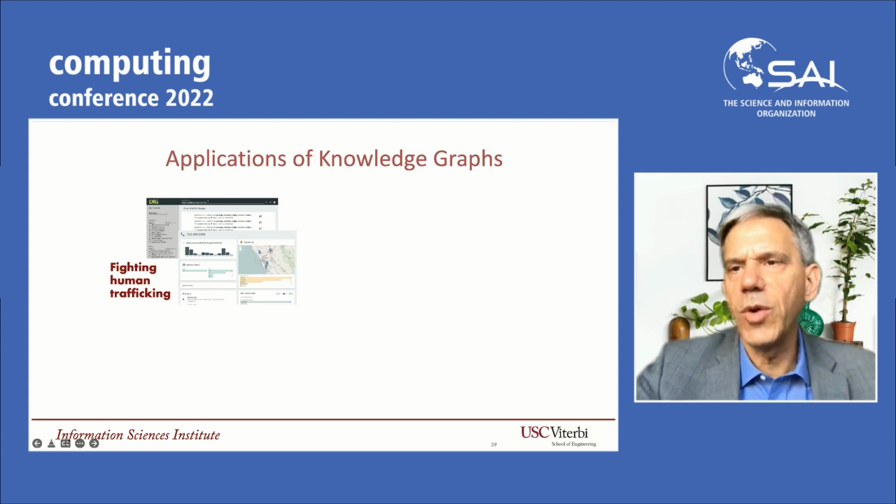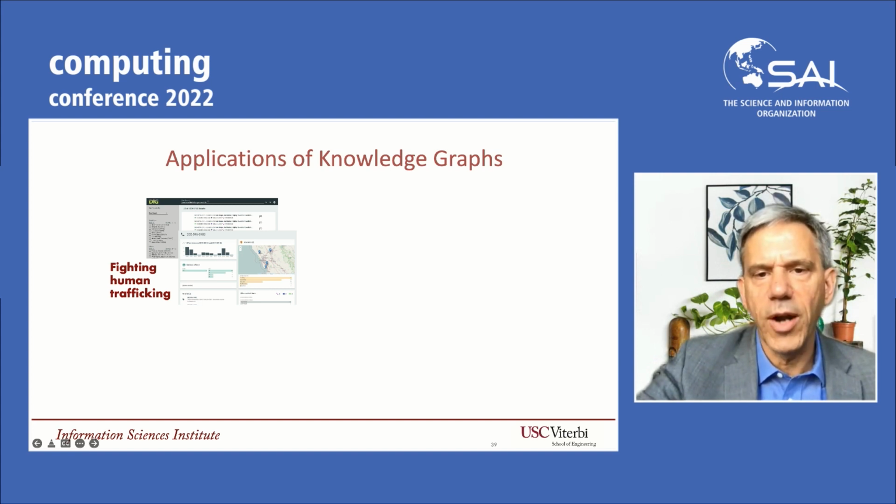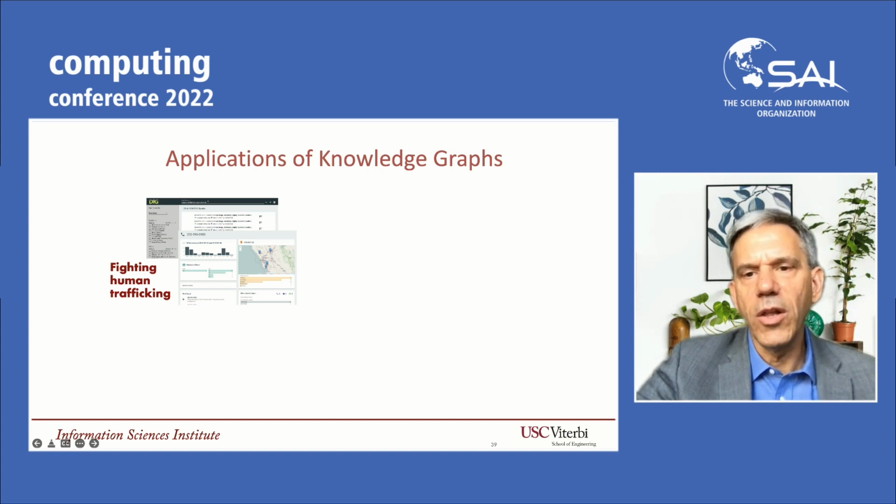Okay, so I'm running out of time, so let me just quickly mention a few applications we've built in terms of using knowledge graphs. One is for fighting human trafficking. Here we've collected a large amount of web data, turned that into a knowledge graph, by essentially extracting the information out of all these different online websites, and then built a very large knowledge graph out of that. And that was a very successful knowledge graph we built.